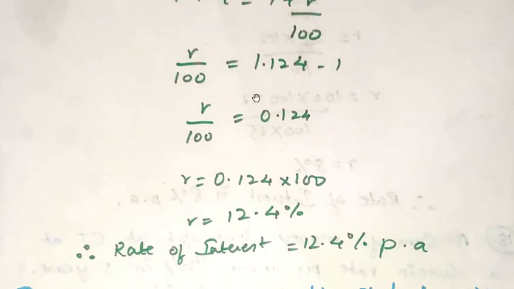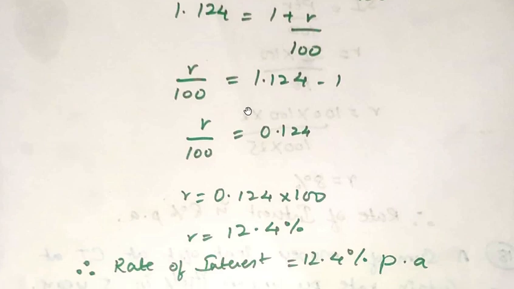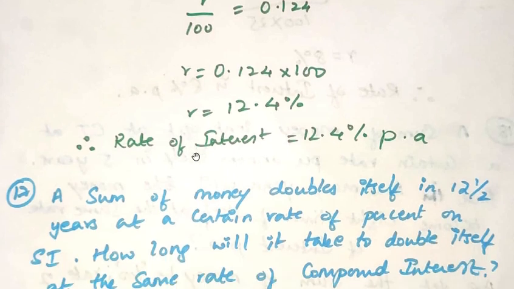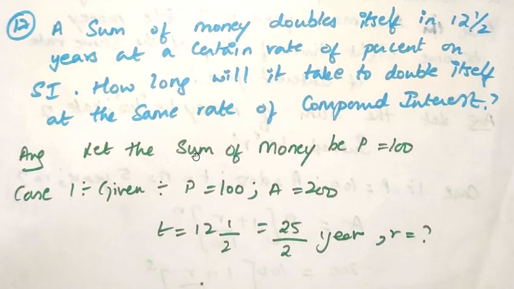So r by 100 is equal to 1.124 minus 1. r by 100 is equal to 0.124. r is equal to 0.124 into 100. So the rate of interest is 12.4% per annum.